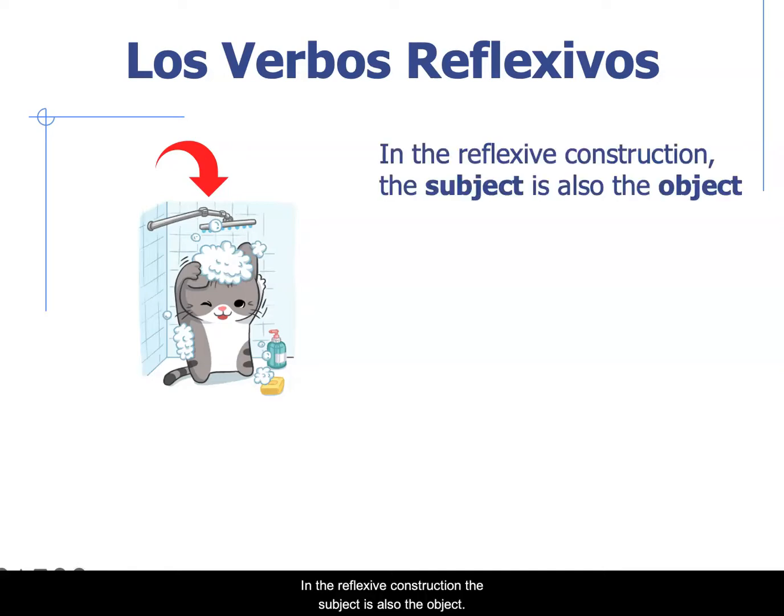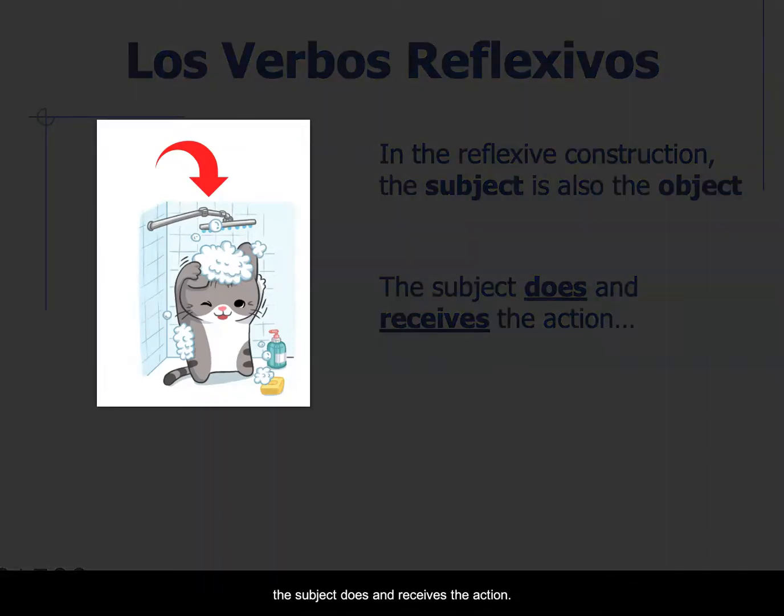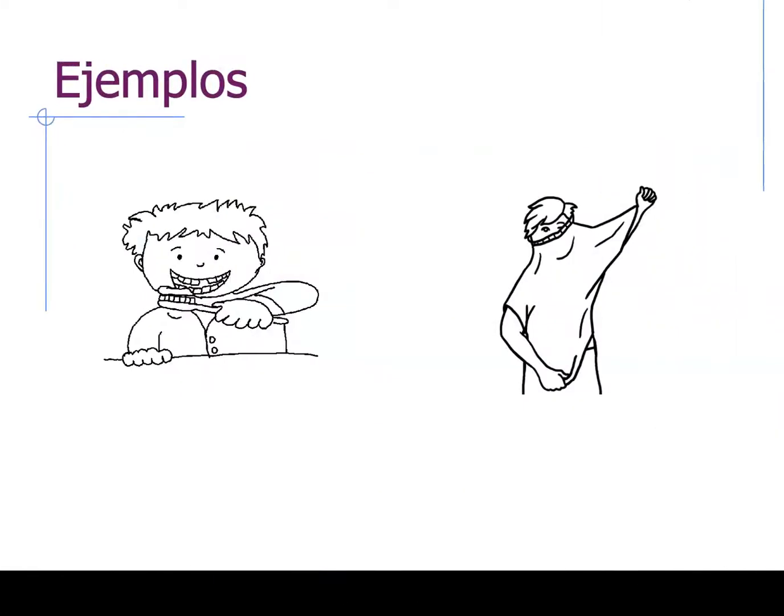In a reflexive construction, the subject is also the object. The subject does and receives the action. And the subject, the pronoun used, and the verb must be in the same form. Let's take a look. Here are some examples of how to conjugate the reflexive verbs.